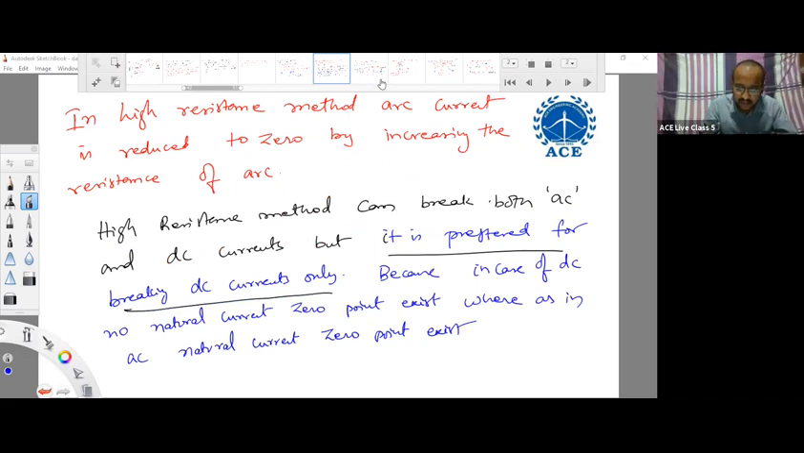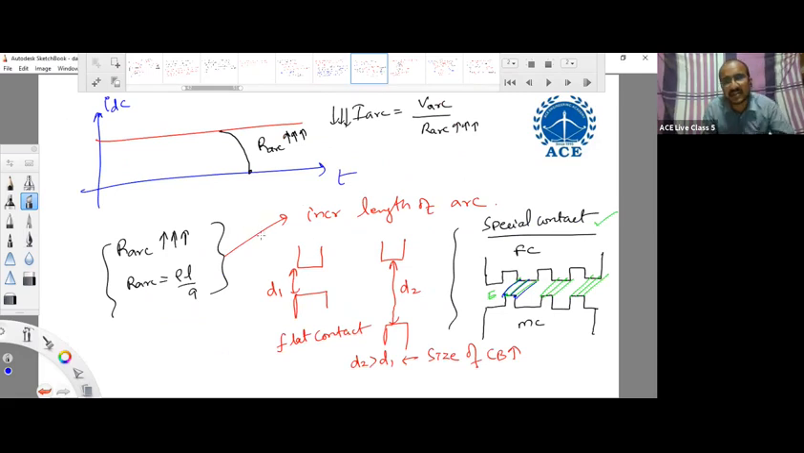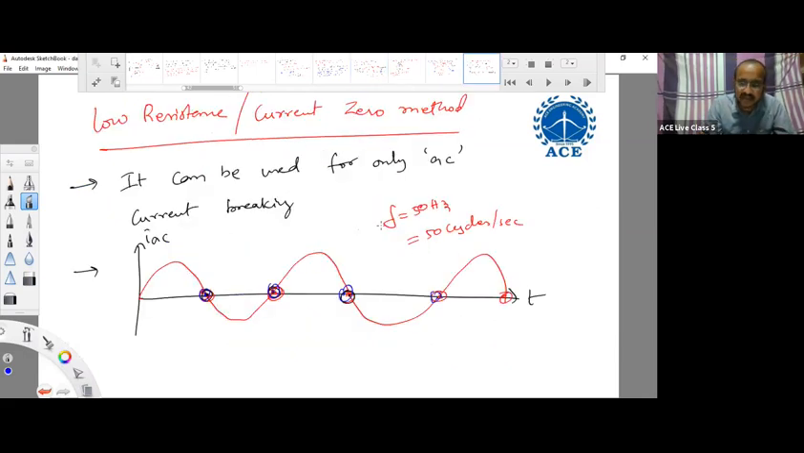Why? Because if you want to increase the arc resistance, the spacing between the contacts has to be increased, because if you want to increase the length of arc, spacing between the contacts has to be increased. Size of the circuit breaker becomes large. But in case of AC current, natural current zero points are available. That's why we prefer the high resistance method for breaking DC currents only. అర్థమైందమ్మా?